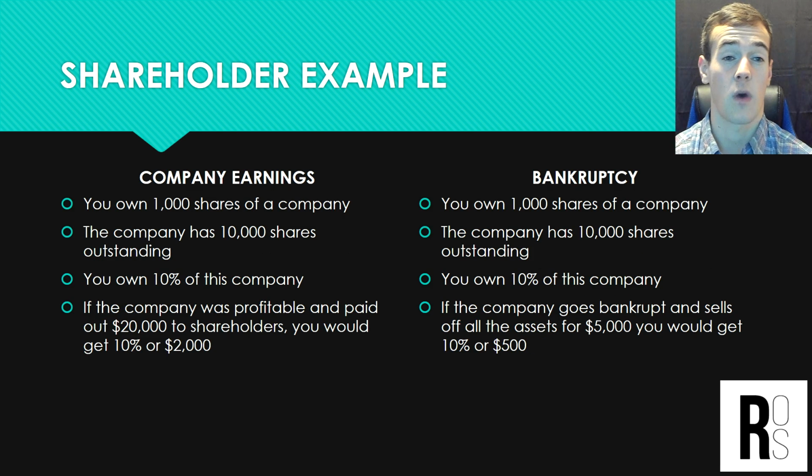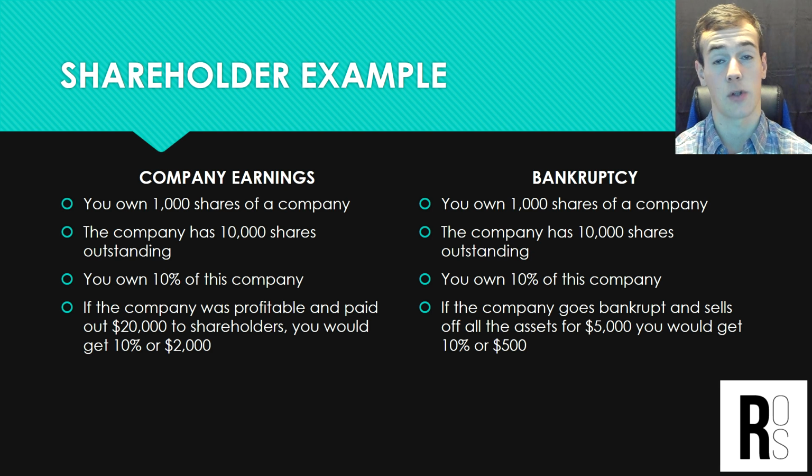And finally, I just want to go over a shareholder example talking about company earnings as well as bankruptcy. So first, let's cover company earnings. Let's say you own 1,000 shares of a company and the company has 10,000 shares outstanding. So you own 10% of this company. You are a 10% owner of whatever this small company is. Now, let's say the company is profitable and they paid out $20,000 to shareholders, then you would have rights to 10% of that, or $2,000. That is what you would get as far as the company earnings go.